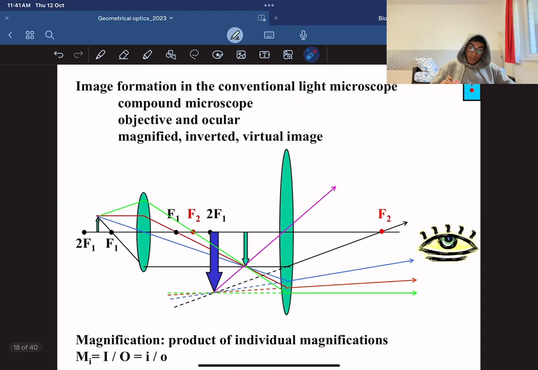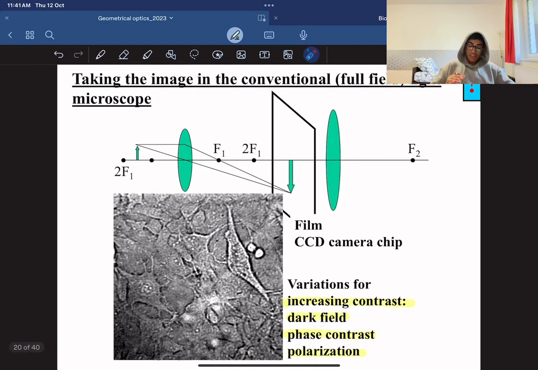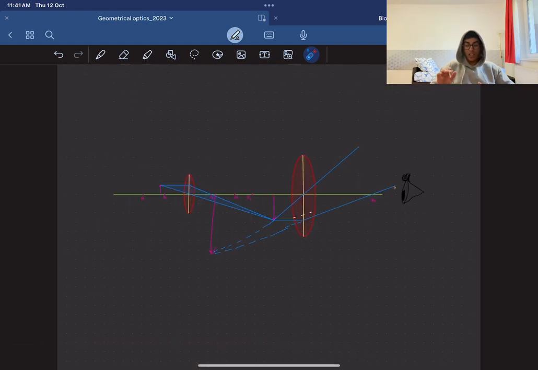That is image formation in a lens. Now, this is a very, very interesting topic.